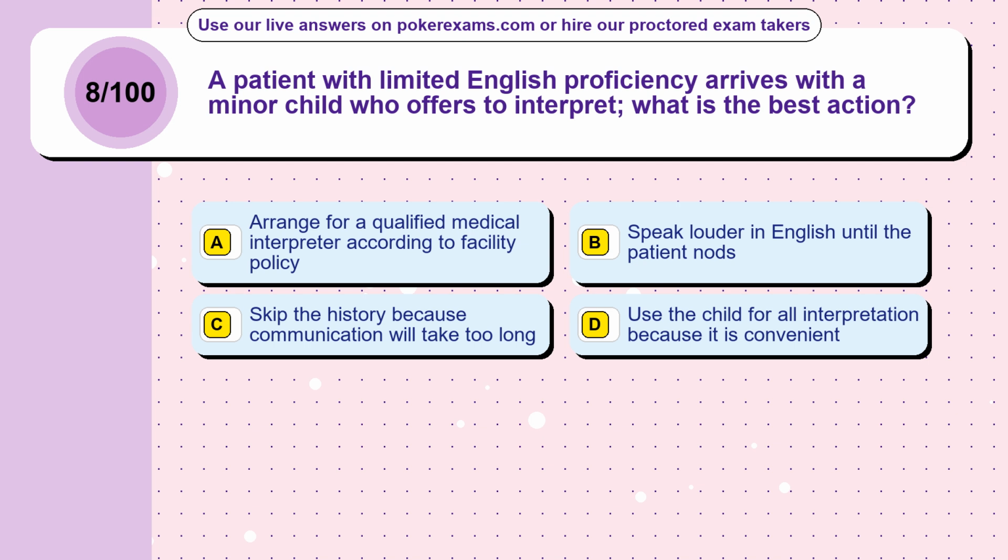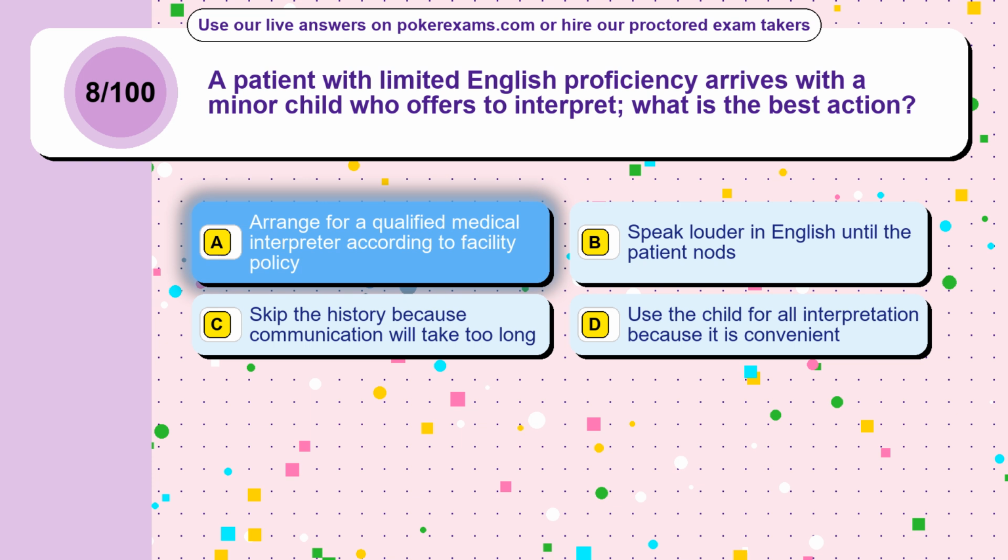Option C. Skip the history because communication will take too long. Option D. Use the child for all interpretation because it is convenient. The correct answer is option A. Arrange for a qualified medical interpreter according to facility policy.